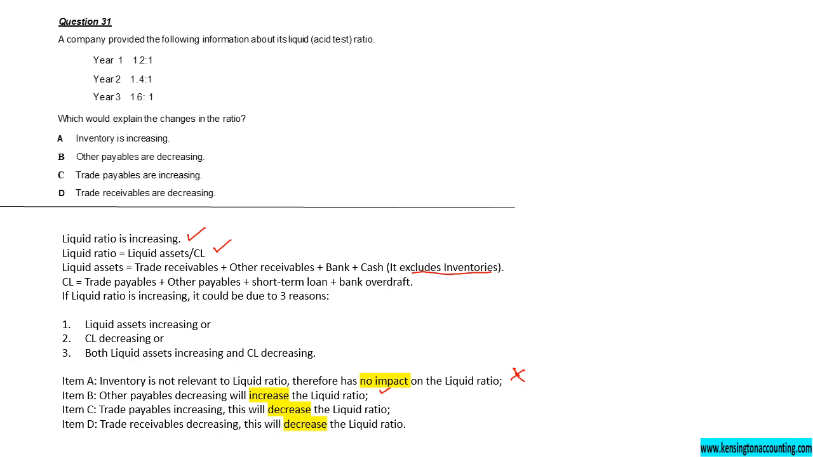Item C, trade payables increasing. Now, if trade payables increases, it will increase current liabilities, and if current liabilities increase, it will decrease the liquid ratio. Therefore, this is not a correct answer. Item D, trade receivables are decreasing. If trade receivables decrease, this will decrease liquid assets, and it will decrease the liquid ratio. Therefore, this is also not a good answer. Therefore, the only good answer is item B.